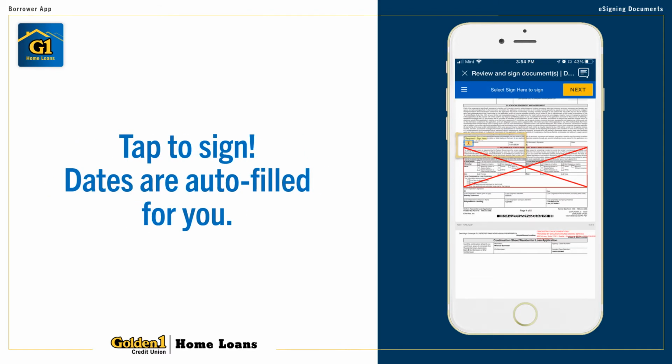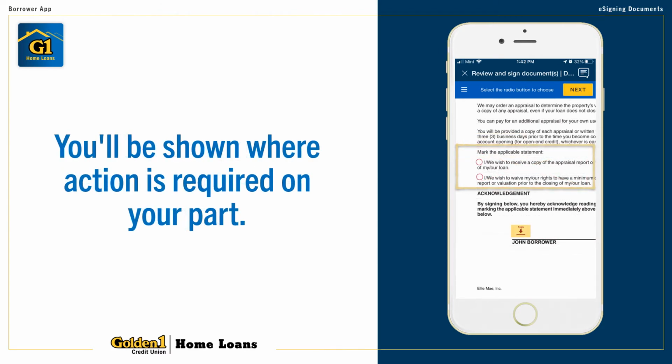Just go down the document, and each time you tap the Sign button, your preferred signature will appear. You also may notice the dates are auto-filled for your convenience. There may be spaces on the document that request you to check from various boxes, select a radio button, or to use your keyboard to fill in a short answer. Just follow the prompts on the screen and you'll be automatically shown where action is required on your part.